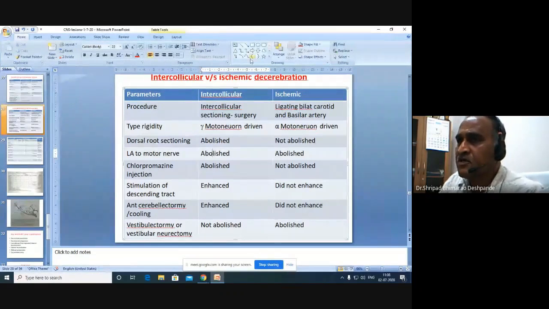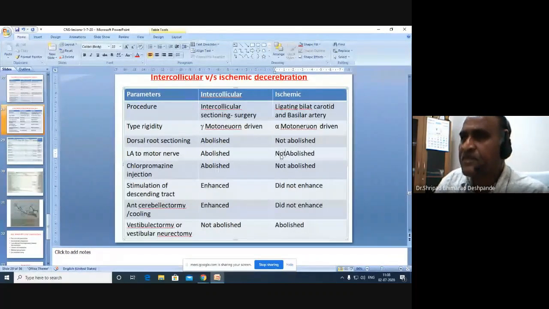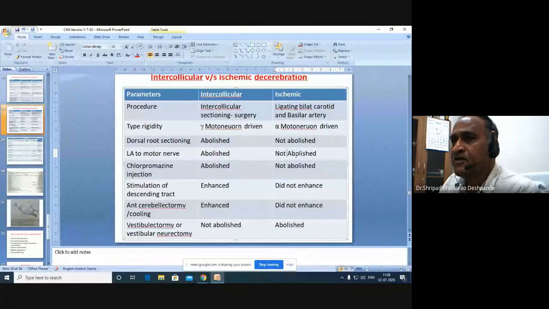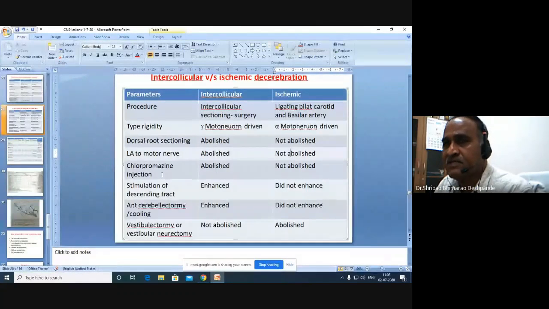This is not abolished. Not abolished. Okay, so now that is it. And chlorpromazine, that is gamma motor neuron activity, which decreases the gamma motor: abolished, and did not abolish. Stimulation of descending tract: enhanced, did not enhance. Anterior cerebellectomy or cooling: enhanced, did not enhance. Vestibulectomy: not abolished, and it is abolished here.